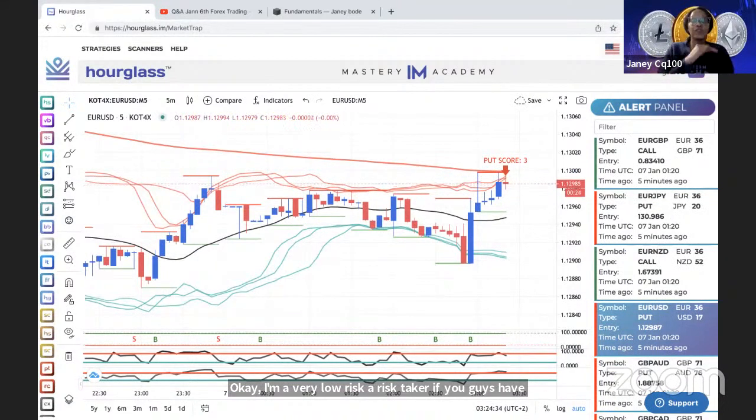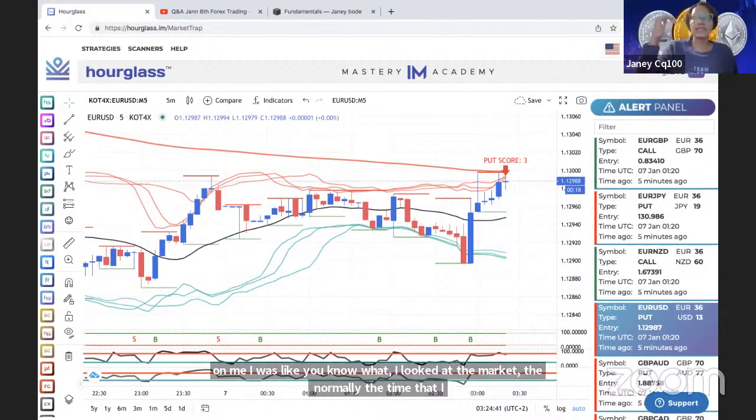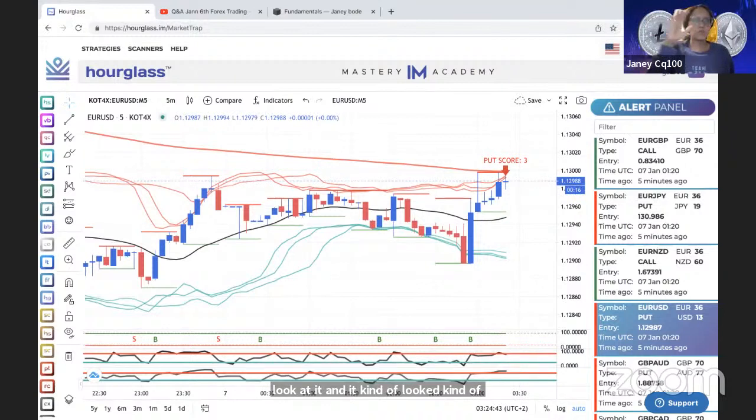Today, I didn't even trade because the market was kind of goofy on me. I looked at the market, normally the time that I look at it, and it looked kind of weird. It was moving slow. I was like, I am not in a rush to lose money. So I didn't trade yet.